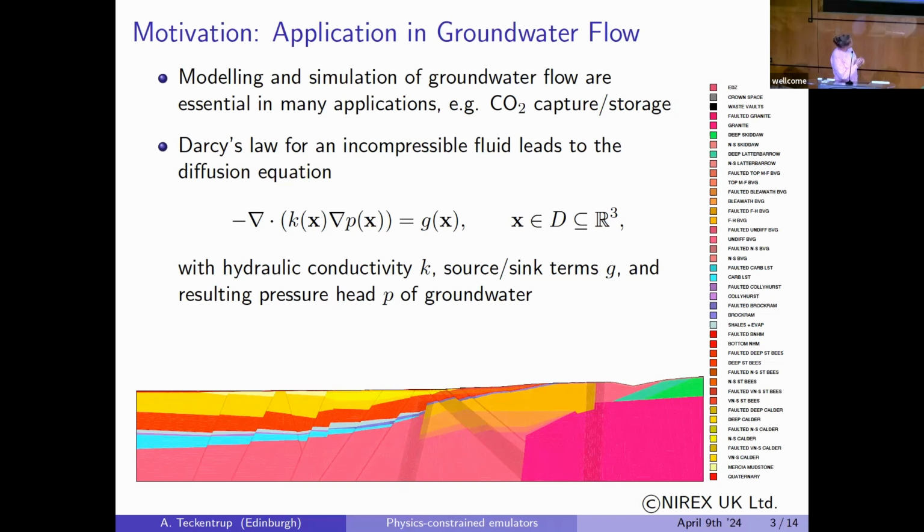Right? So in this case, the P is the pressure of the water, so that's the solution. The K is the hydraulic conductivity. It's the property of the rock that tells you how easily water flows through, so it essentially depends on what type of rock you have. And then the right-hand side G are source or sink terms, so if you have water coming in or out at some points in the domain.